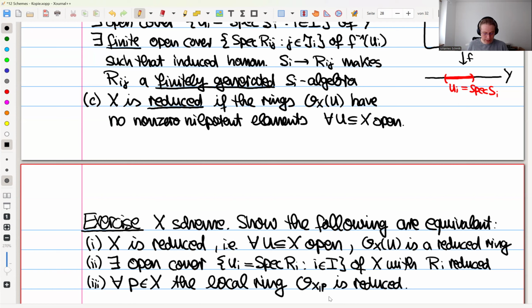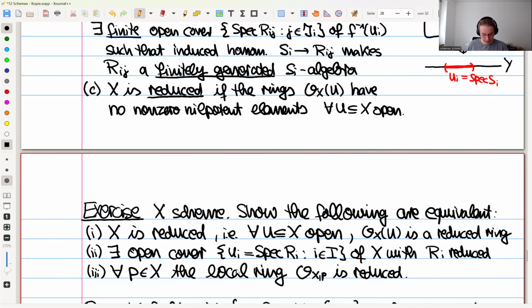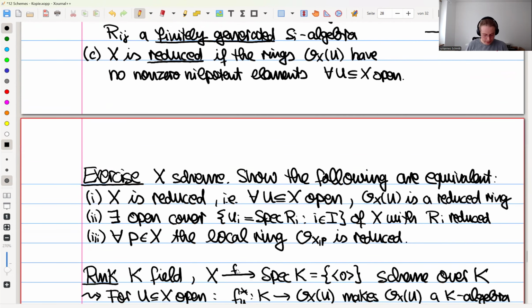And so it's a nice exercise to see for this property that these are all equivalent. And then once you have this, it gives you a lot of flexibility in how you want to check reducedness. Maybe you have good information on the stalks. Maybe you have a very nice cover which explains it for you. And having this flexibility helps with proving things. Okay, so this was this exercise.